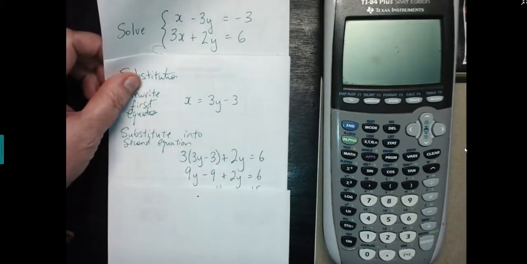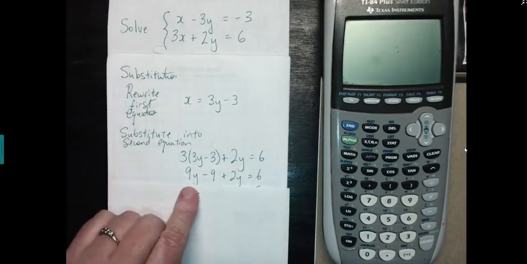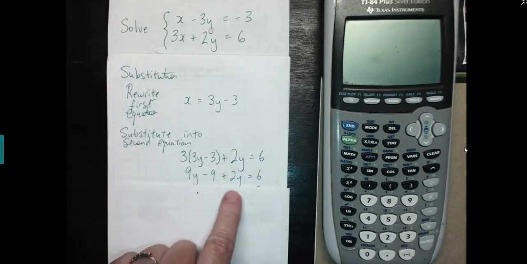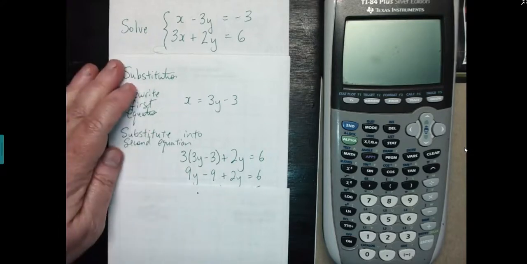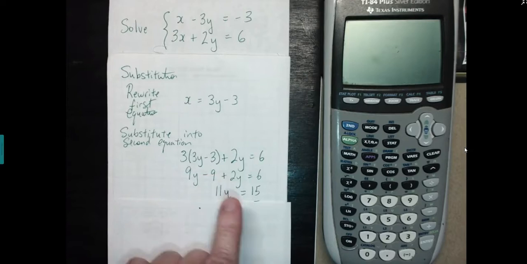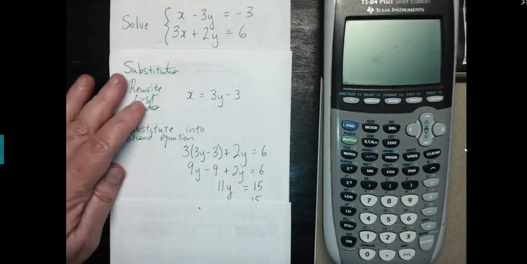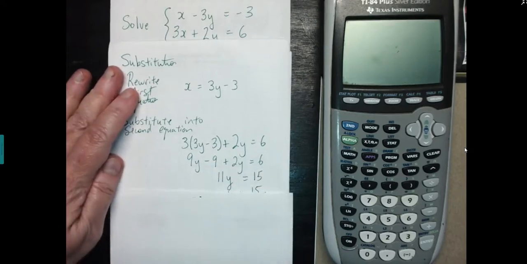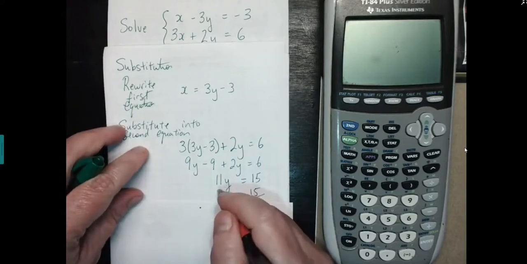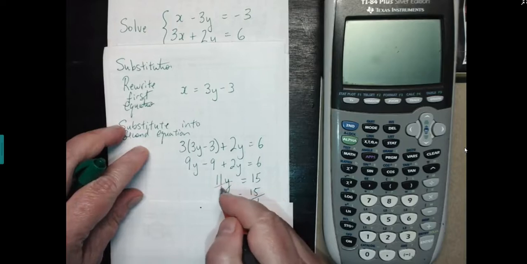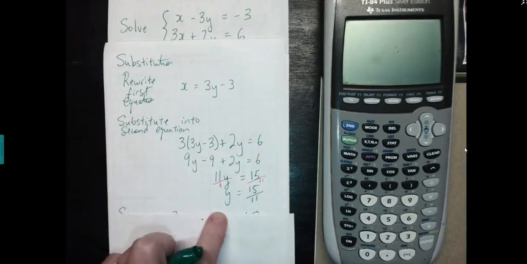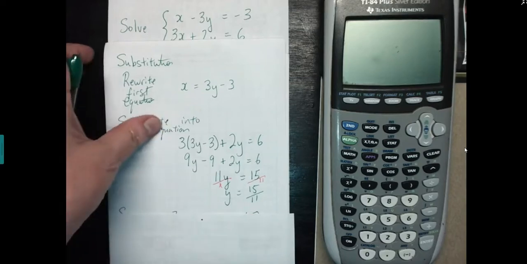So I need to distribute that 3, so I'll get 9y minus 9. And then I'm going to collect. 9y plus 2y is 11y. And if I add 9 to both sides, the 9 goes away here, and then that will become 15. And then the only thing I have to do to solve for y now is to just divide both sides by 11. And so the 11's cancel there, and I get y is 15/11.